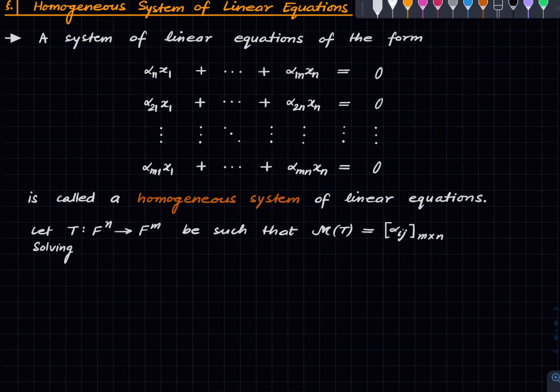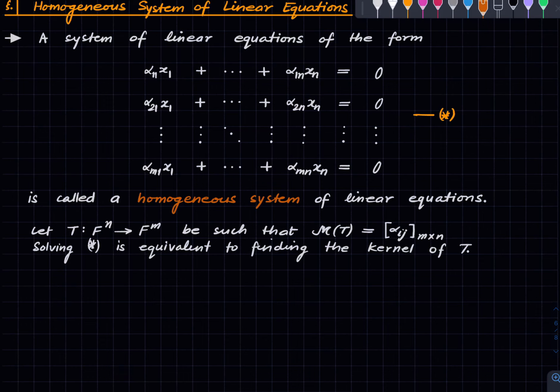Solving this system, let us call it star. Solving star is equivalent to finding the kernel of T. Okay. And immediately, therefore, we conclude. So here is a fact or corollary if you want. If n is greater than m, then the system star has infinitely many solutions.